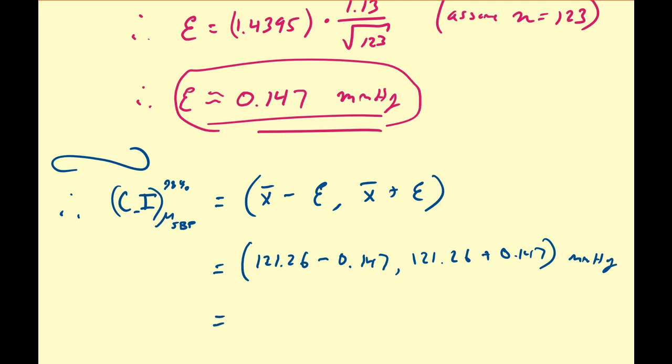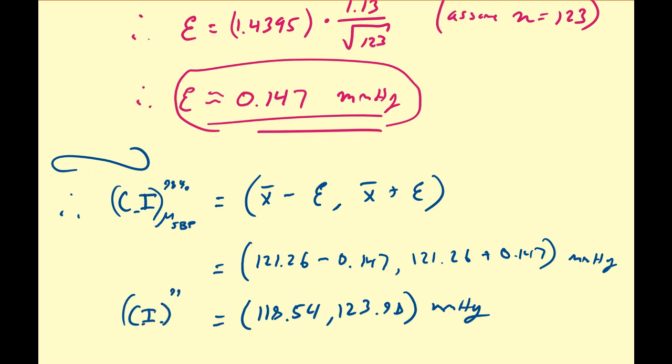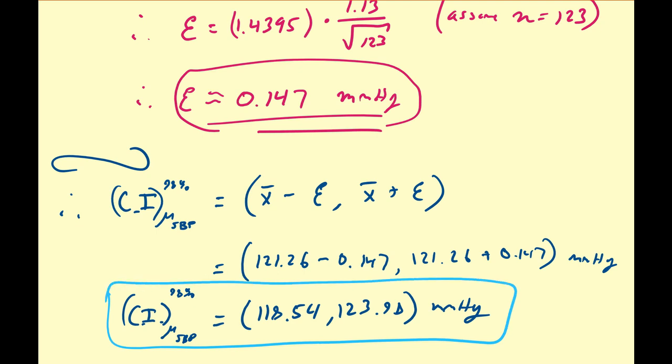So this is going to be equal to, once you do that out, 118.54, comma 123.98 mmHg. And again, this is my 85% confidence interval for the systolic blood pressure mean for the population. So this is what we're sort of going for here.